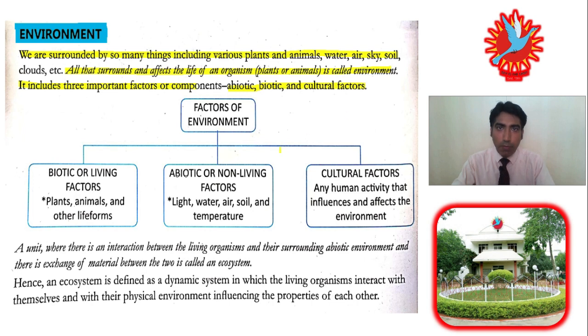But in this chapter we will primarily discuss only the biotic as well as abiotic factors. What are these factors? Let's try to learn it. Biotic means living, so living factors. Under the biotic factors we will study the plants, animals and other life forms, such as microorganisms. Abiotic means non-living. So under the category of non-living factors, we will discuss the role of light, water, air, soil and temperature in our surroundings. Apart from it, we will discuss the cultural factor.